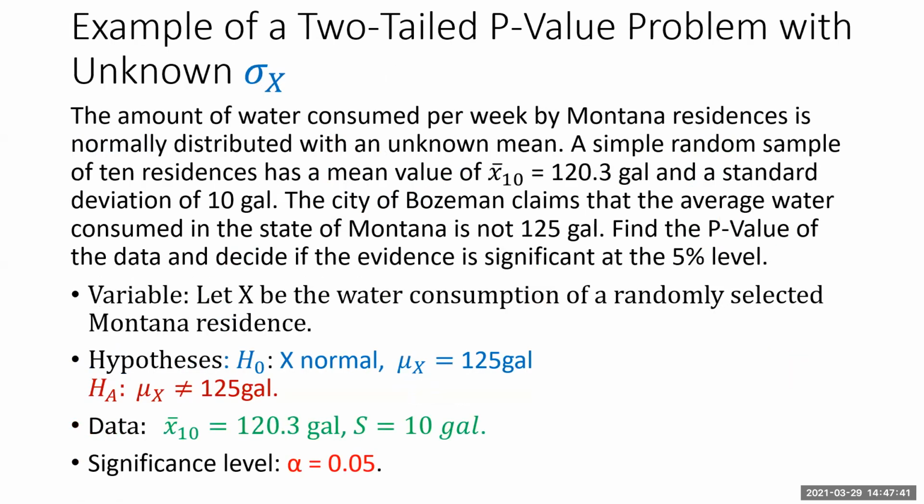Now here's, as in the previous PowerPoint, the example with the city of Bozeman arguing with Montana about whether the population mean water usage is or is not 125 gallons. This time, we're not given the population standard deviation. Okay, now this is subtle, because you've got to watch out for this. See, look at the wording here.